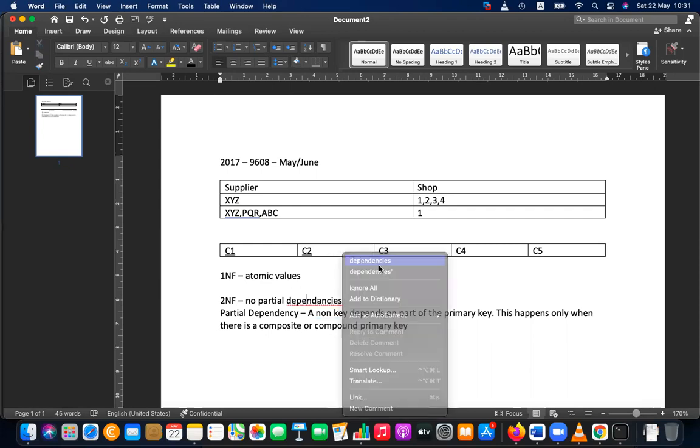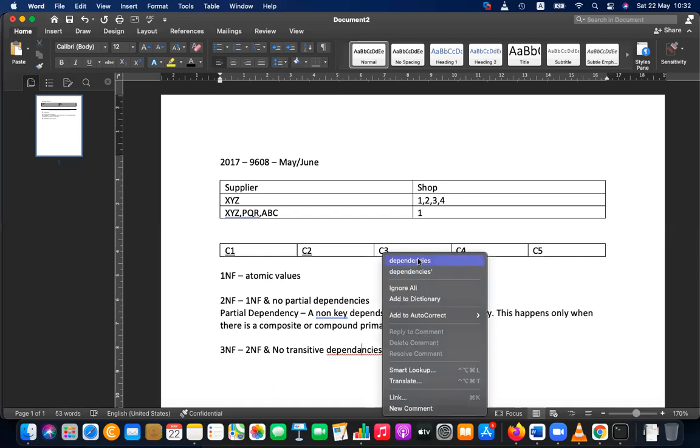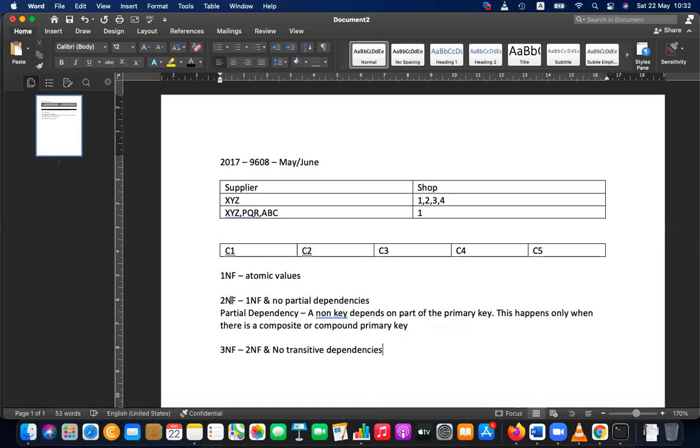Okay, the third one is 3NF, third normalization form. To secure 3NF, the table should be in 2NF, that is 1NF and no partial dependencies, and have no transitive dependencies. So what is a transitive dependency? A transitive dependency is where a non-key depends on another non-key.